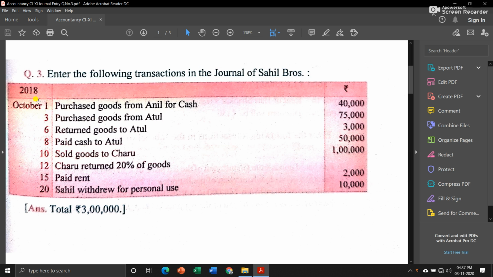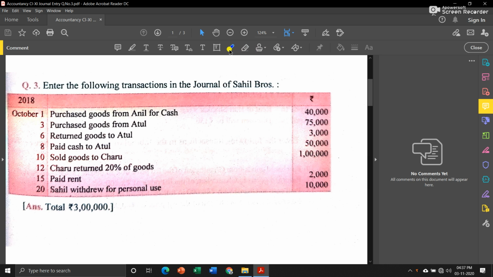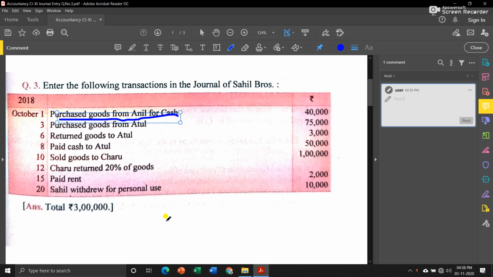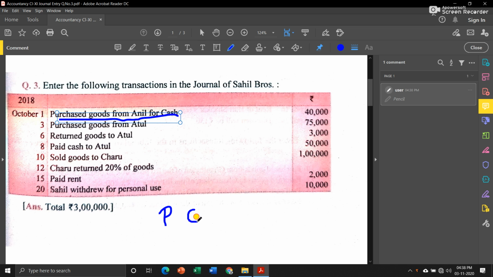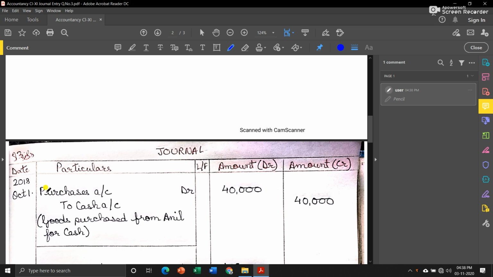2000, year is 2018 and month is October. Since these transactions are related to only 1 month, we don't need to write year and month over and over again. We just have to change the dates. Okay, we have to write dates according to the transaction. Now the first transaction is purchase goods from Anil for cash. Since this is a cash transaction, that means there are two accounts which are purchases account and cash account. So we will make entry purchases account debit to cash account of rupees 40,000. Narration will be goods purchased from Anil for cash.